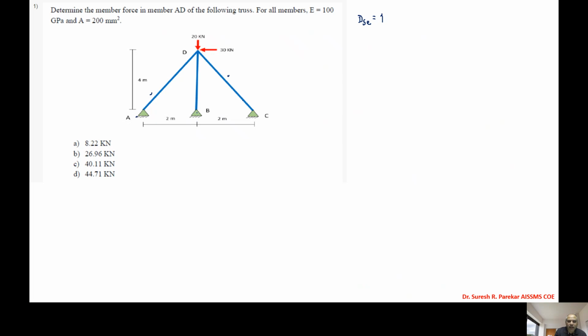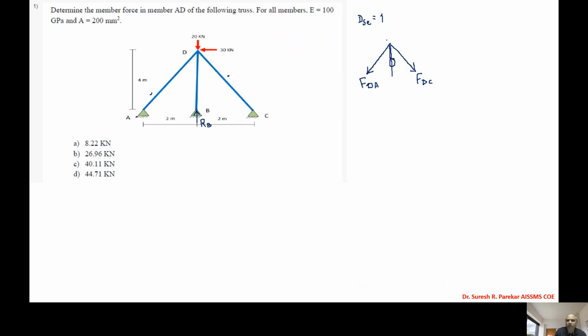So we will consider RB as a redundant reaction. If we consider RB as redundant, then we are going to get the truss in this fashion. Now we do not have any reaction over here, so this member becomes 0. We have force in this member, let us say FDA, and in this member we have FDC.